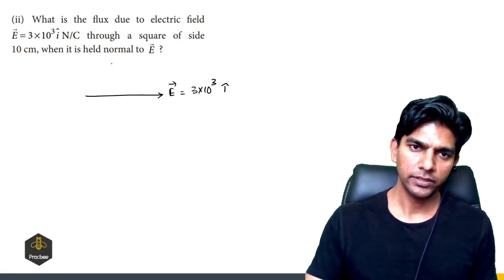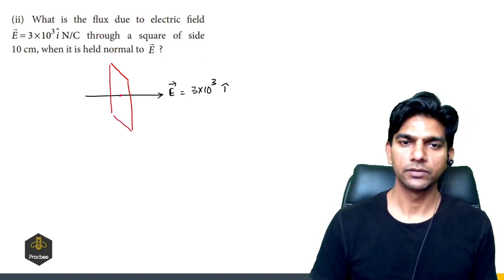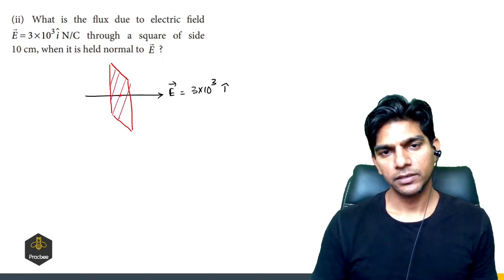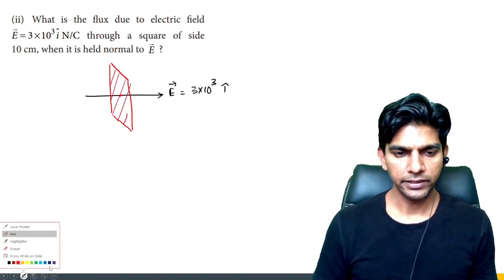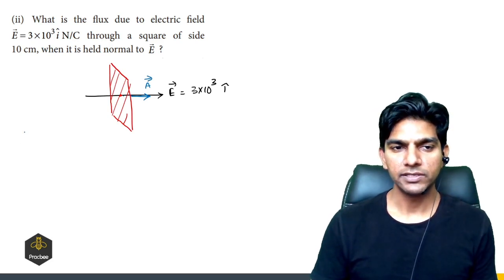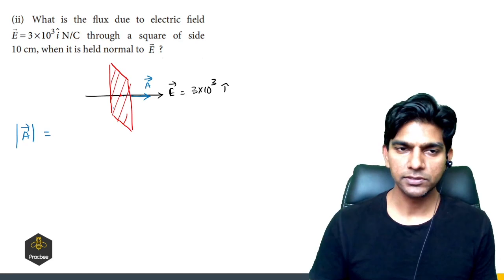And there is a square area which is held perpendicular to the electric field. So I can take the area vector in the direction of the electric field. So I'm taking this normal as the area, right? Now what is the magnitude of this area vector? It will be nothing but the area of this square.